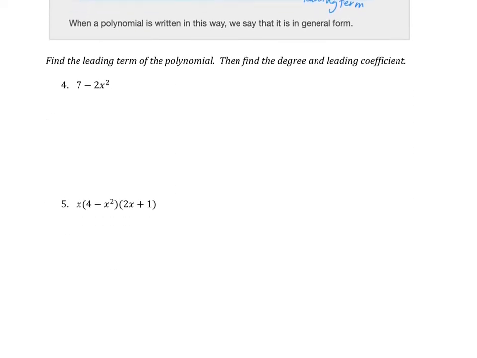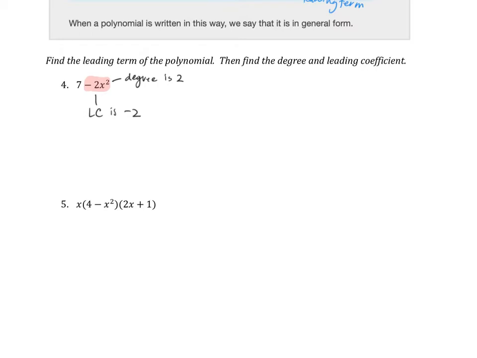So first we're going to identify the leading term. Remember that that is the one with the highest exponent on the variable. So for number 4, we have a 7 and we have a negative 2x squared. So the negative 2x squared is going to be our leading term, even though it's not first, because that is the highest exponent. The degree is the exponent, so the degree is 2. The leading coefficient is negative 2.